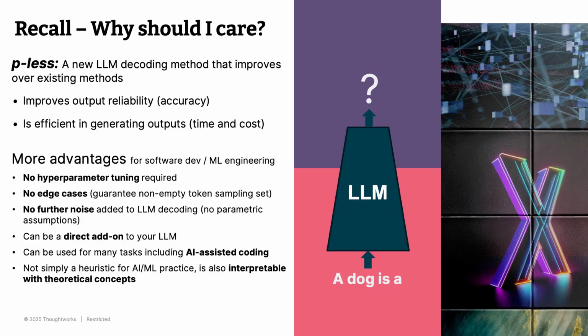There are no edge cases. P-less guarantees a valid sampling set. There is no further noise added to the decoding process because P-less does not assume any particular distribution. It takes the empirical distribution. It can be a direct add-on to your LLM, as what we have seen in the earlier slide. And it can be used for many tasks, including your AI-assisted coding. And very importantly, it is not just an AI or ML practice that works. It is grounded in theory.